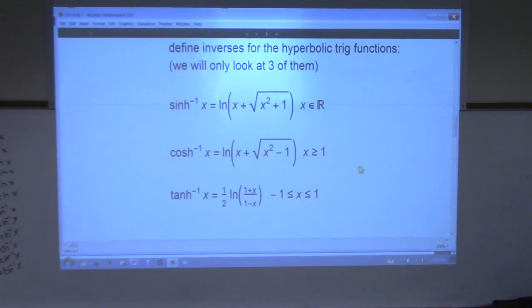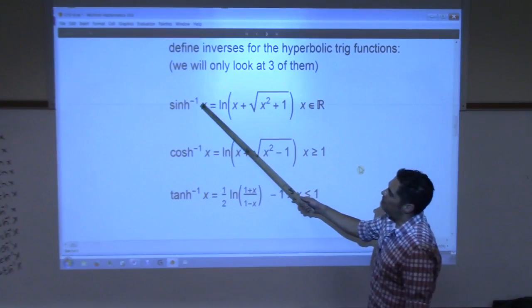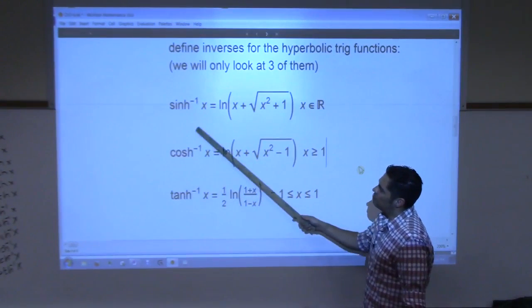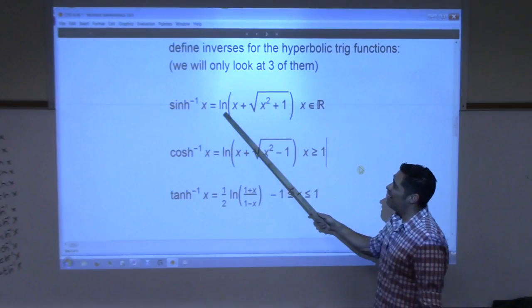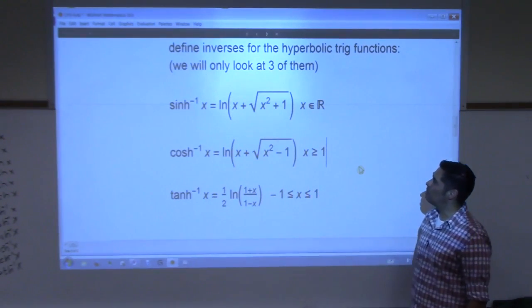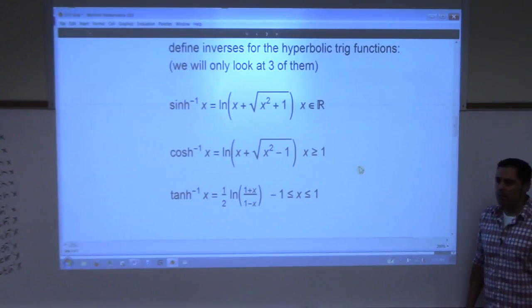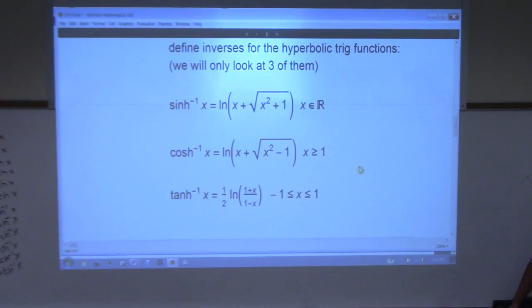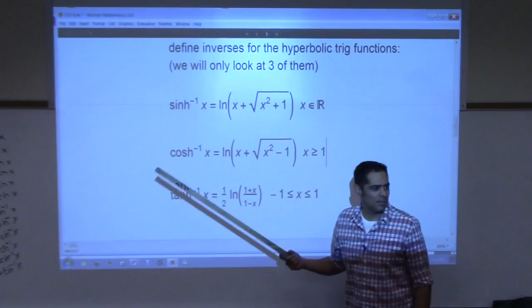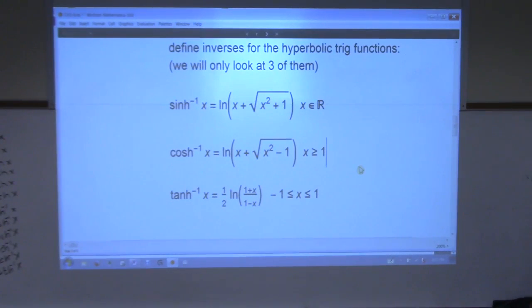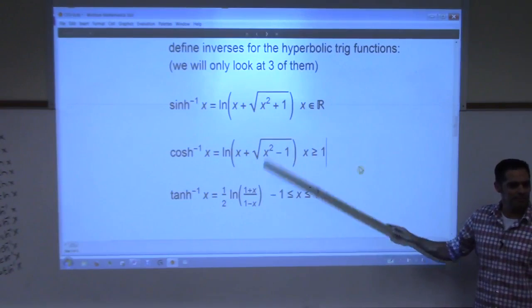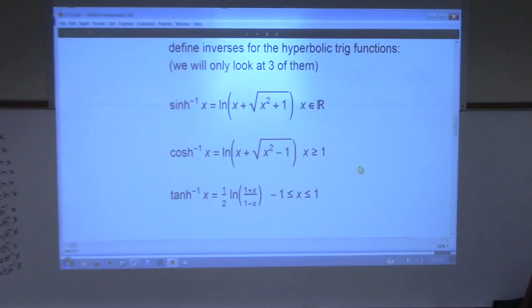The definition of the inverse hyperbolic trig functions. So the inverse of the hyperbolic sine function is a natural log of some junk that looks pretty nasty, doesn't it? Why would it have a natural log in it? Because sine hyperbolic had e in it, right? So if you're going to undo it, you're probably going to need a log, right? So it makes sense to see logs here, doesn't it? All right. There they are.